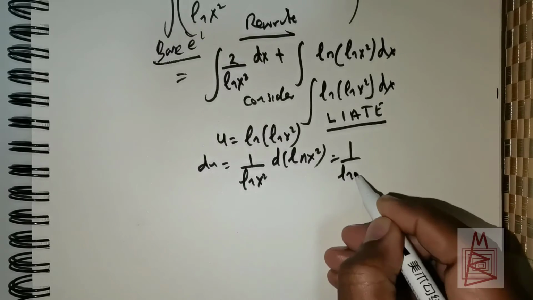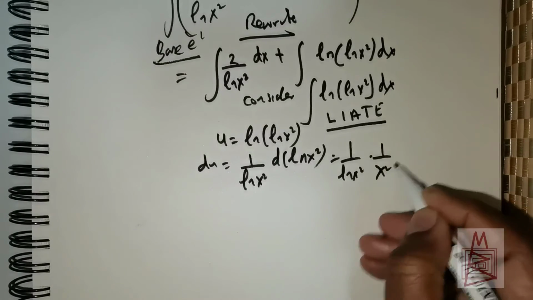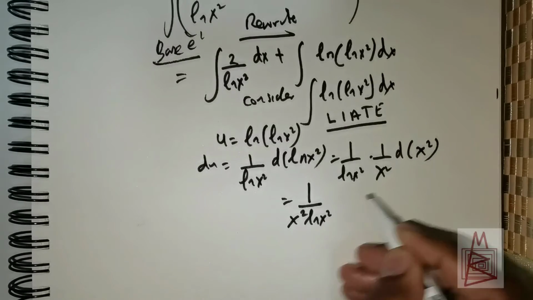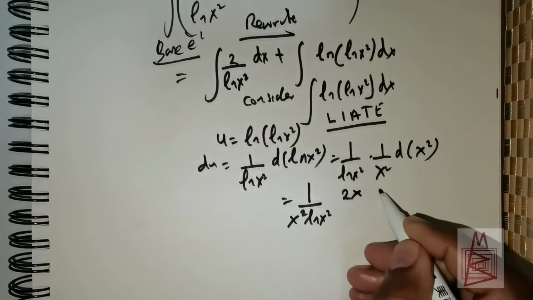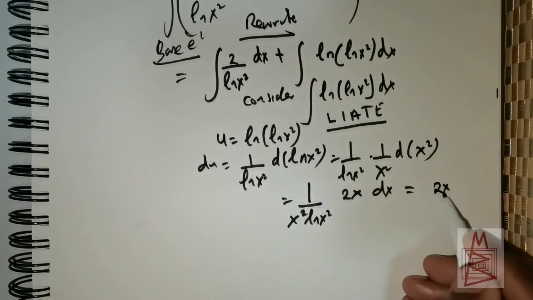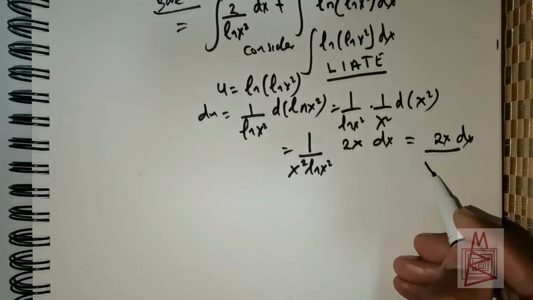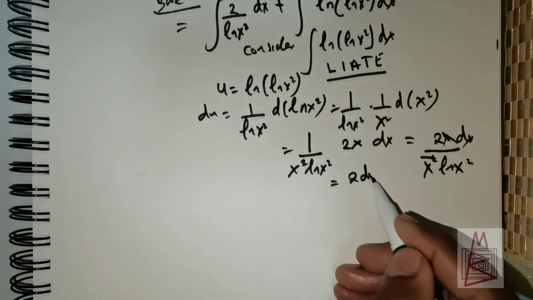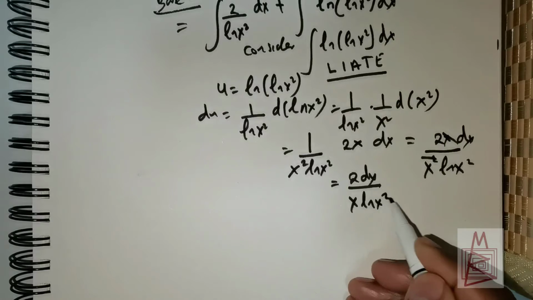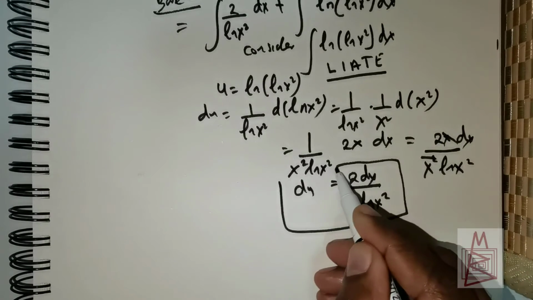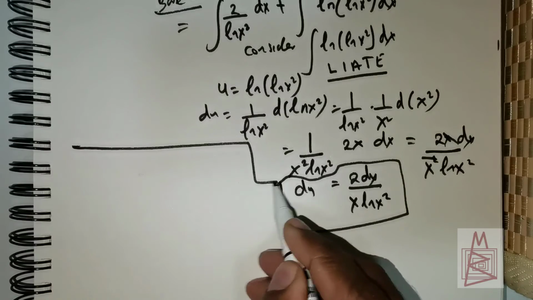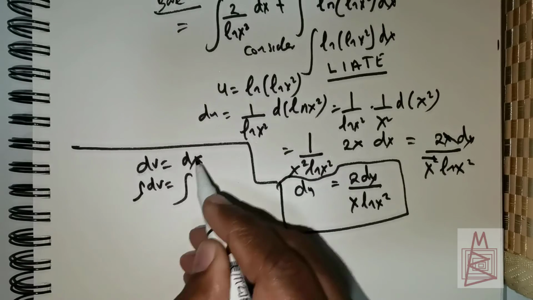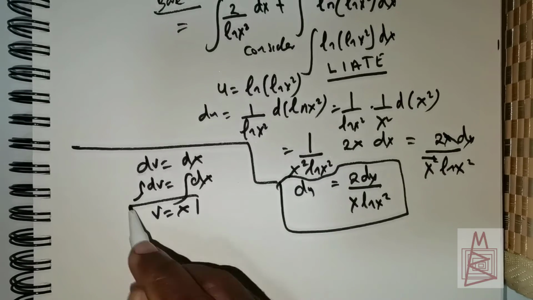That's going to be 1 over ln x squared times 1 over x squared times differentiation of x squared, which is going to be 1 over x squared times ln x squared times differentiation of x squared, which is 2x times dx, rewritten as 2x times dx divided by x squared times ln x squared. x and x can be cancelled, giving me 2 times dx divided by x times ln of x squared. This is my du. Okay, my dv is going to be equal to dx. So when I integrate dv, that is dx, I would be getting v to be x.